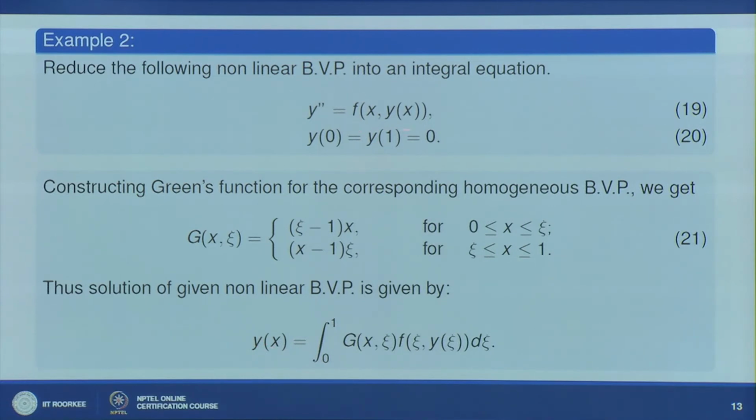Now here your φ(x) is f(x, y(x)), so I can write y(x) = ∫₀¹ G(x, ξ) f(ξ, y(ξ)) dξ. So here the solution of this non-homogeneous boundary value problem is given in terms of a Fredholm integral equation. So this is another use of the Green function.